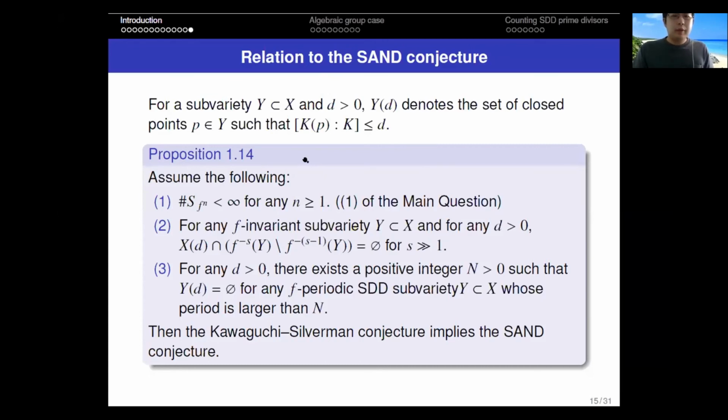Probably not. Probably not. So SND can't show the finiteness of periodic STD subvarieties. And also SAND is only over arithmetic fields, so in general cases we can't apply it.